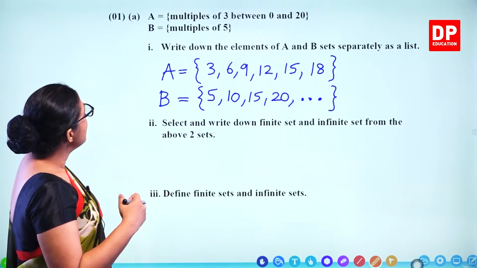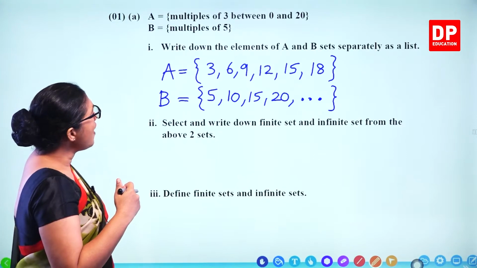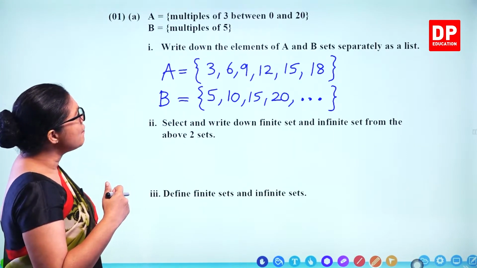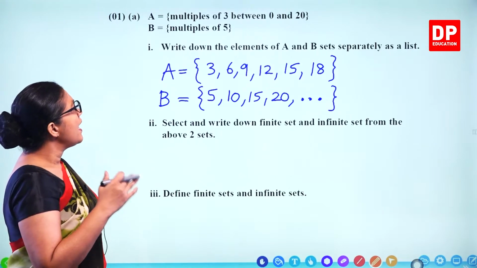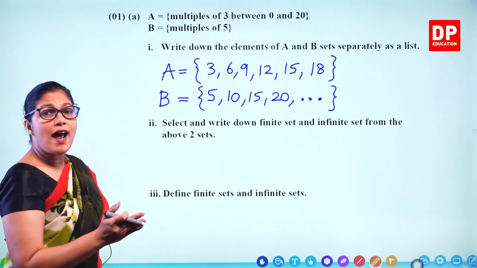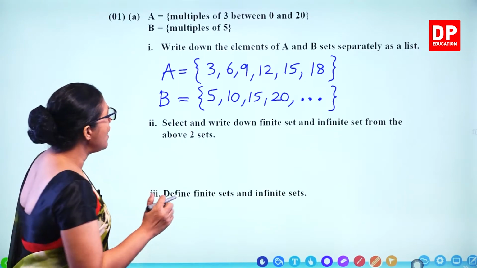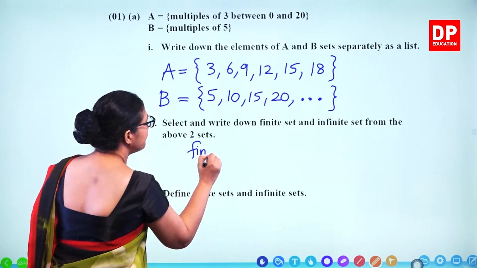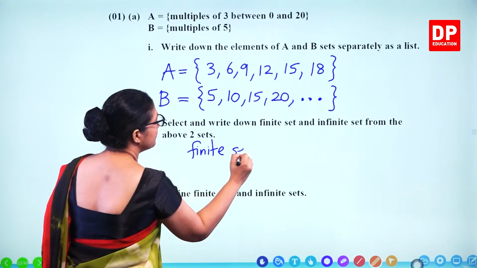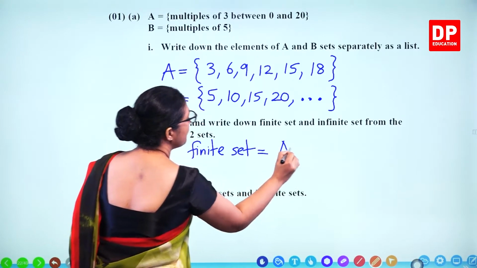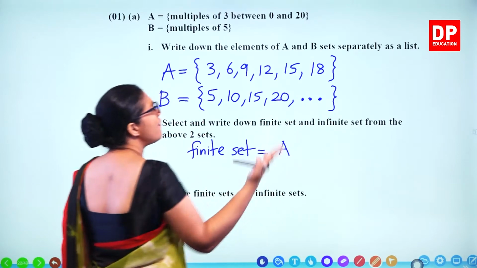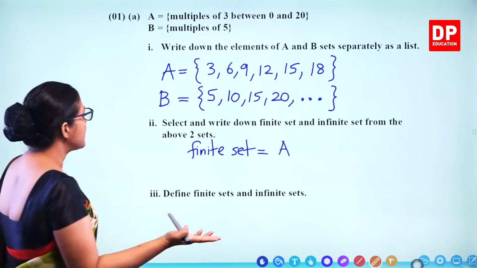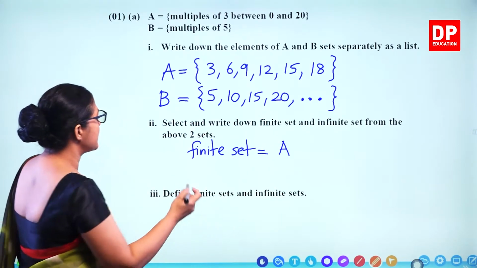That's A and B. Select and write down the finite and infinite sets from the above 2 sets. Now can you see? For A, we can write all the elements. So that's called a finite set. But B is continuing. We can't write all elements. That's an infinite set.